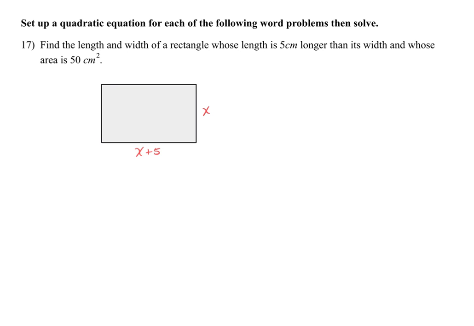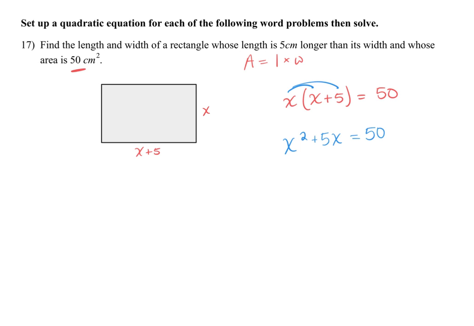The area is length times width. So if I were to multiply these two, I will get my area, which it actually already told me what that is. That's 50. So if I know that they give me the area and I set this up, I pretty much have my equation. I'm going to simplify it and solve. To simplify it, you're going to distribute. So we have x squared plus 5x equals 50.